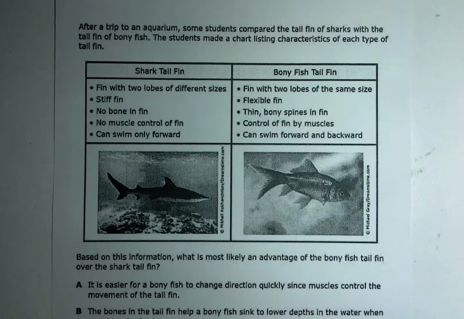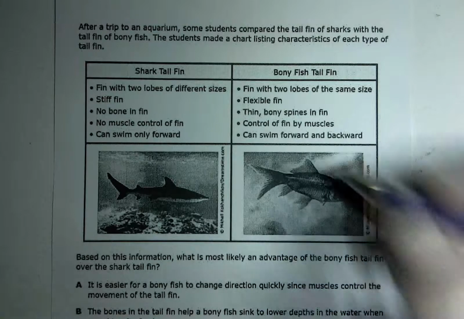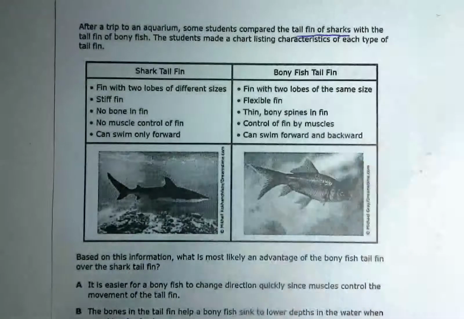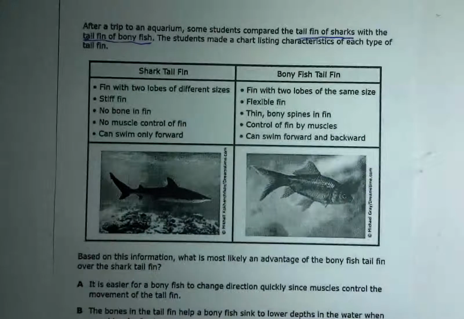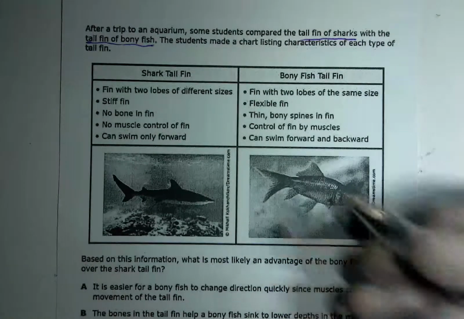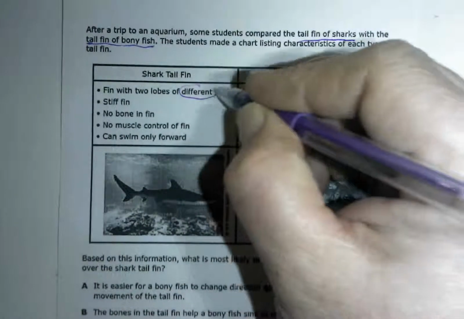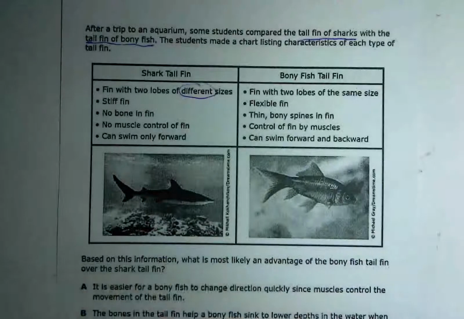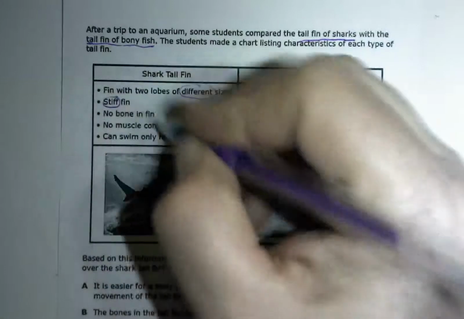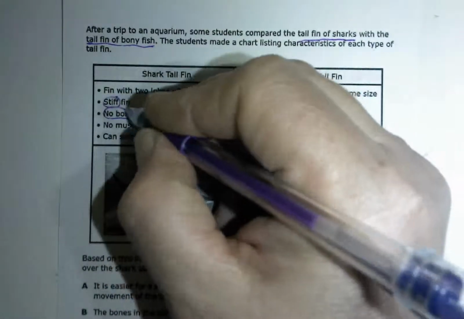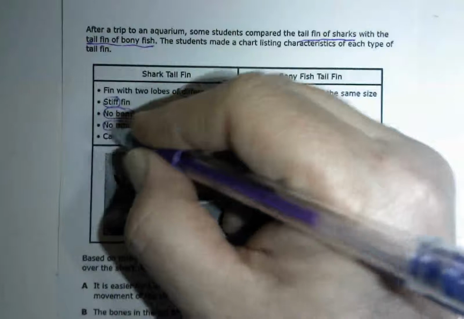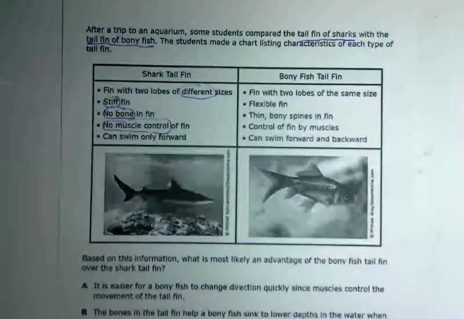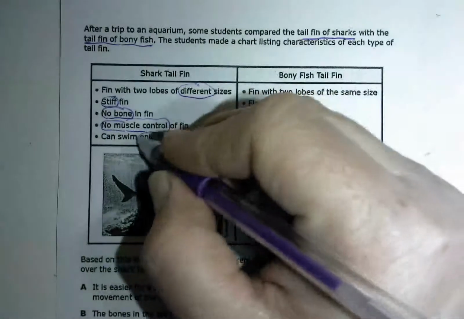After a trip to the aquarium, some students compared the tail fins of a shark with the tail fins of a bony fish. The students made a chart listing the characteristics of each type of tail fin. And so it describes the shark tail fin as having two lobes of different sizes and having a stiff fin and no bone in the fin, no muscle control in the fin, and it's only able to swim forward.